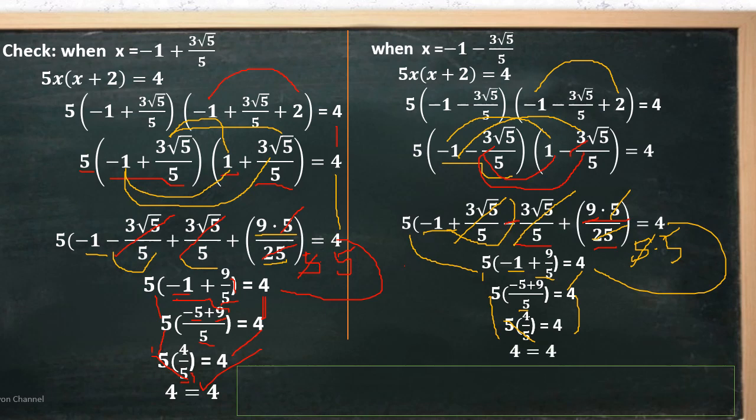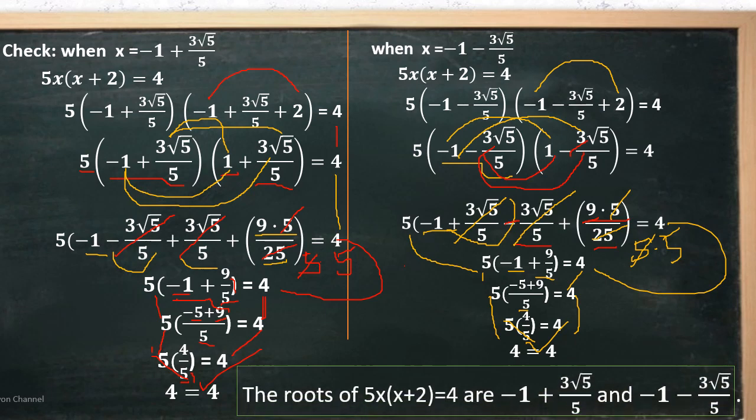So if you have observed, we also have a true equation when x is equal to negative 1 minus 3 square root of 5 over 5. Therefore, the roots of 5x times quantity of x plus 2 equals 4 are negative 1 plus 3 square root of 5 over 5 and negative 1 minus 3 square root of 5 over 5.